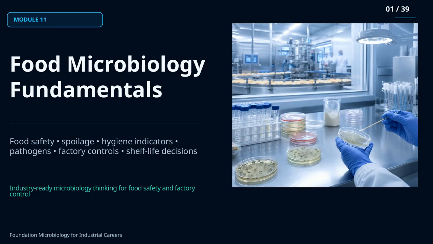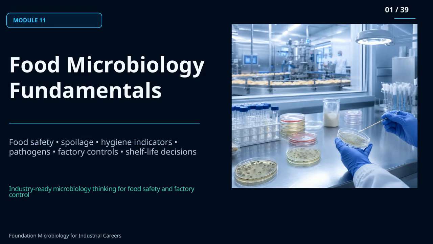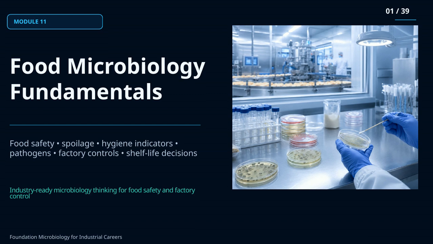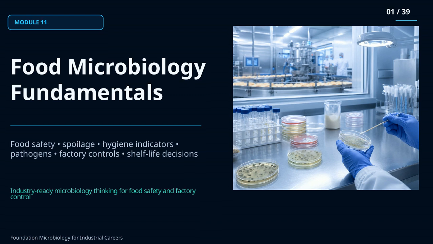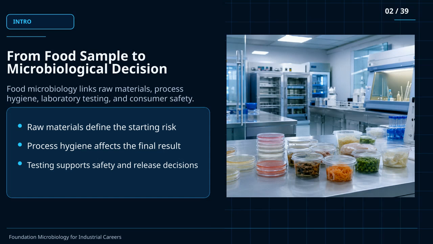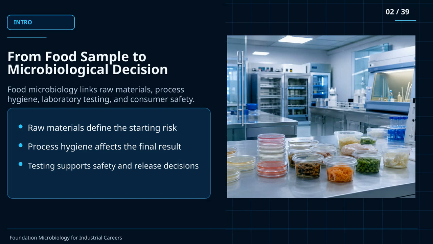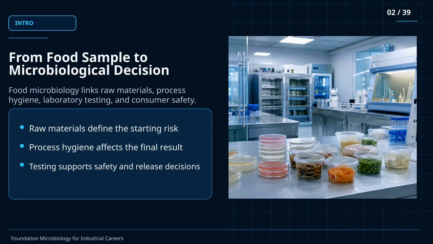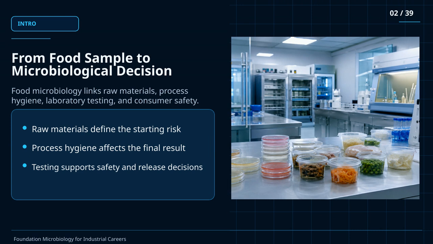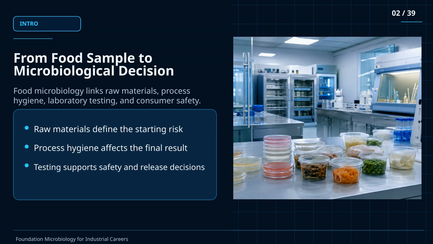Welcome to Module 11, Food Microbiology Fundamentals. This module connects food safety, spoilage, hygiene, and laboratory testing with practical factory decisions. Food microbiology begins with the path from a food sample to an informed microbiological decision. Strong conclusions connect raw materials, process hygiene, laboratory evidence, and consumer protection.